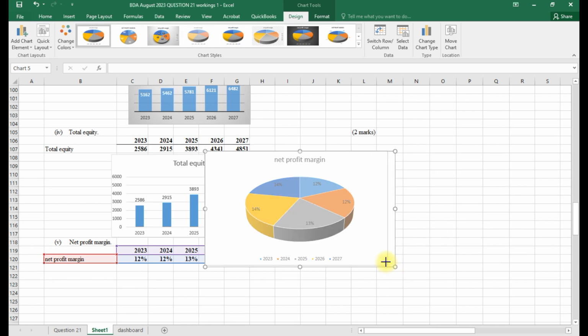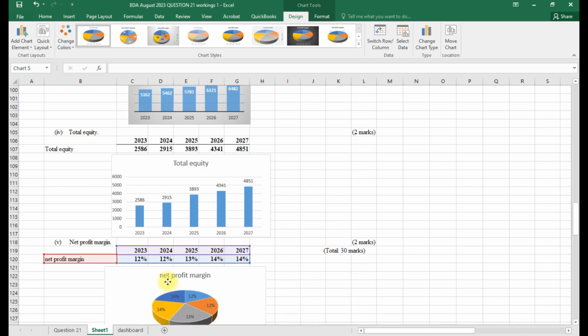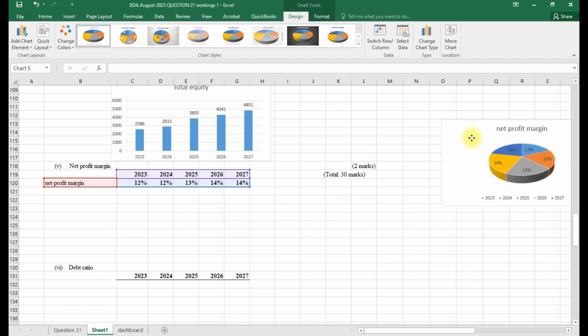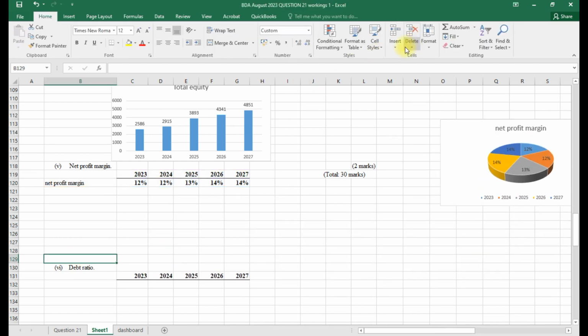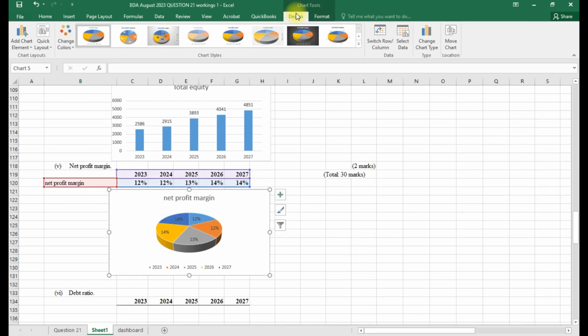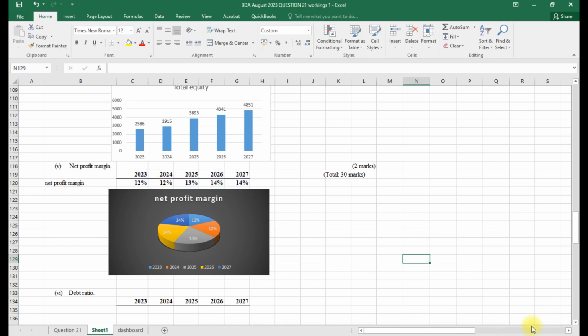And I reduce the size a little bit and fix it here, that way. So put it there, insert two more rows. Yeah, that way. You can fix it there. Okay, you can decide to change that way. That is our net profit margin.